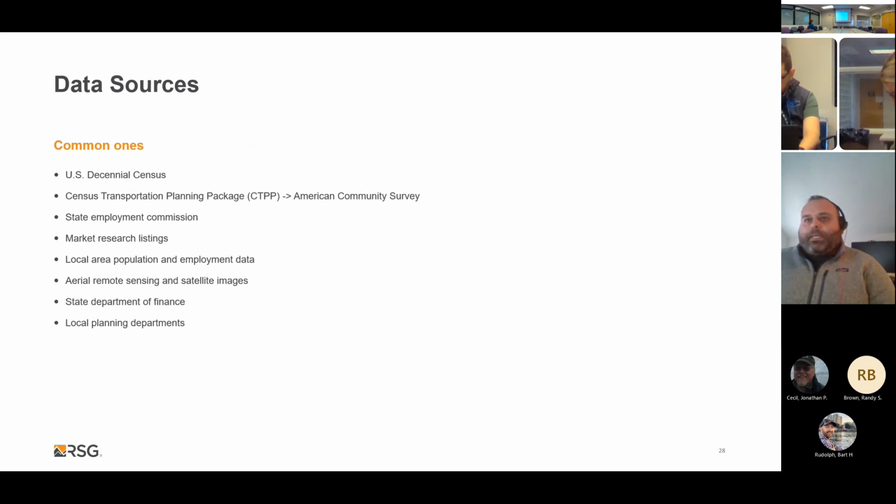And of course, the sources for this data are the U.S. Census. There's also the Census Transportation Planning Package, and that's really pivoting now towards the American Community Survey. I think 10 years ago CTPP was really big, and then AASHTO and the census have been reducing the importance of that data. Other sources include the State Employment Commission or Departments of Revenue, market research listings, and local area population and employment data. We can use aerial and satellite remote sensing capabilities, state departments of financing, and various local planning departments to get us information.